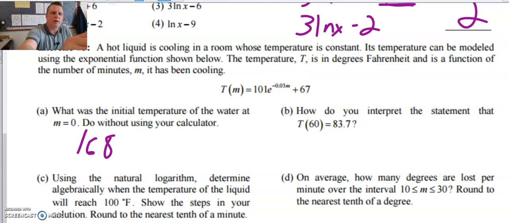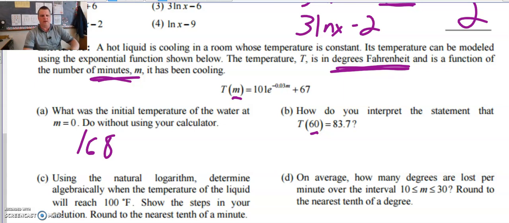All right? And then, how do you interpret the statement that T(60) equals 83.7? Well, 60 goes in for m. M is minutes. So after 60 minutes, or 1 hour, the temperature is 83.7 degrees Fahrenheit. So if you want to write that down, write it down.